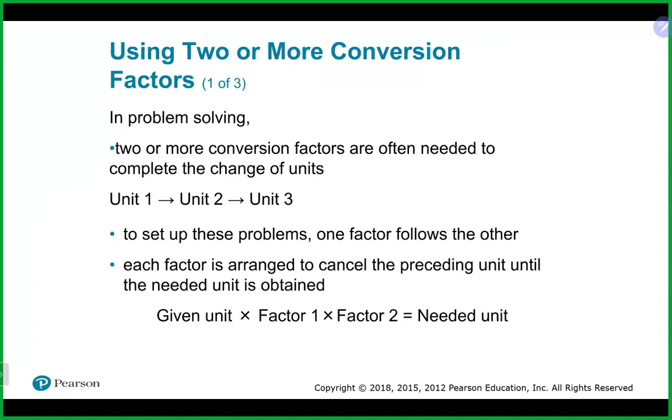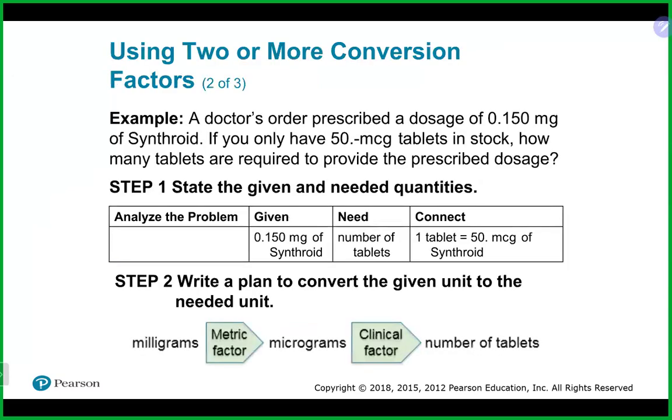Now, obviously, as we talked about, you may need more than one conversion factor. You may have multiple units that you're dealing with, so you just want to keep track of things. So what do we got going on here? We got a doctor ordered 0.15 milligrams. If you only have 50 microgram tablets, how many tablets are required in this particular case? So we've got a couple of things given to us. In this case, we do want to give the person 0.15 milligrams of it. And we only have tablets that are 50 micrograms per tablet.